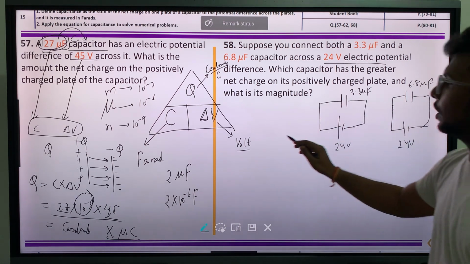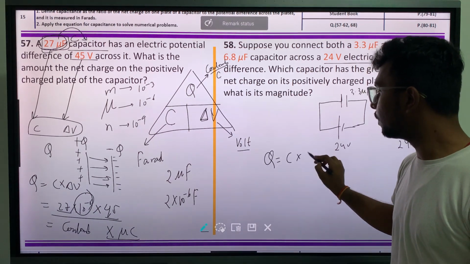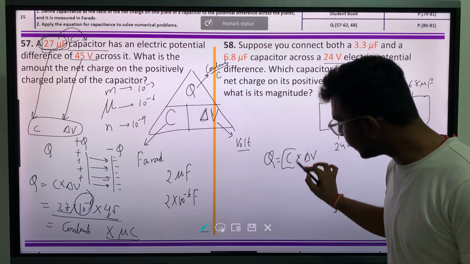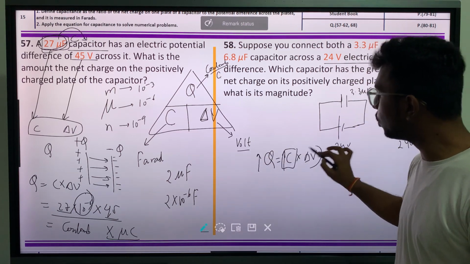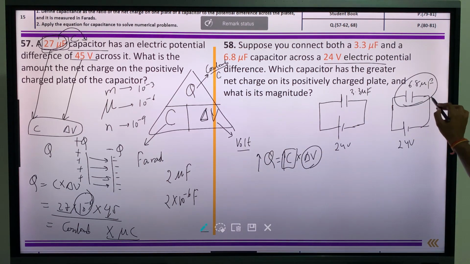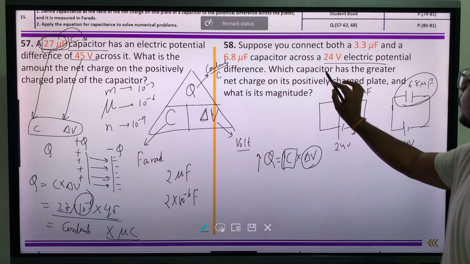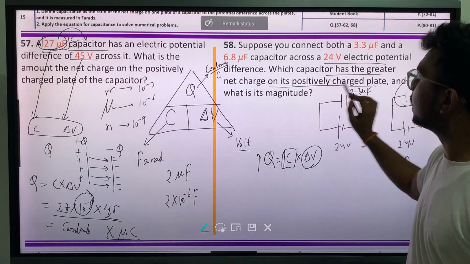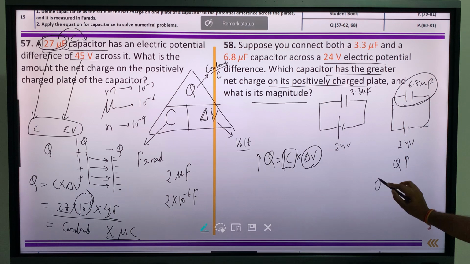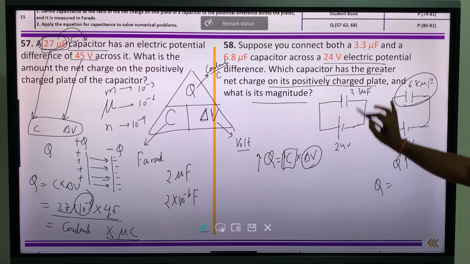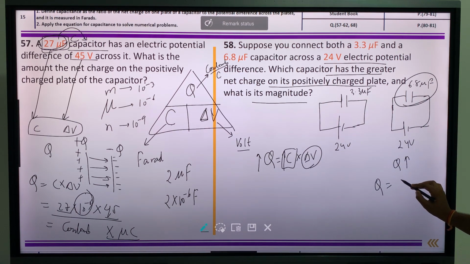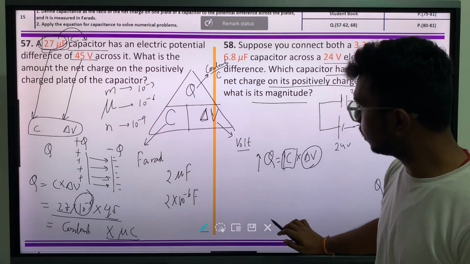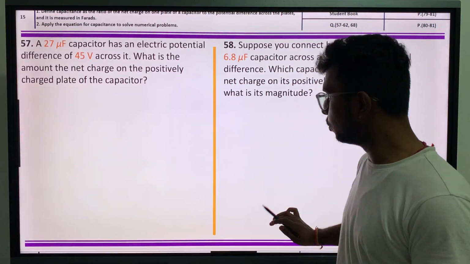See, you don't even have to calculate it. Q is C times del V. So if the capacitance is more, charge is going to be more if the voltage is same. So whichever has more capacitance, charge will be more here. Which capacitor has the greater net charge on its positively charged plate, and what is its magnitude? They want the magnitude also, so Q equal. For this one you need to calculate, you don't have to calculate for this. So that will be C, which is 6.8 microfarad times 24. Solve this, whatever that result comes, that many coulombs. That's the question. Remember this expression, that's it. Most of the questions will be solved.